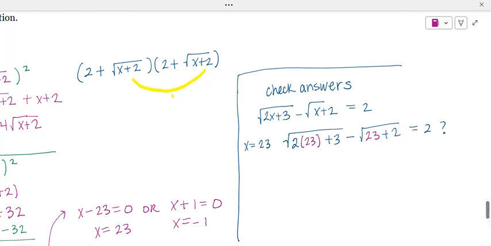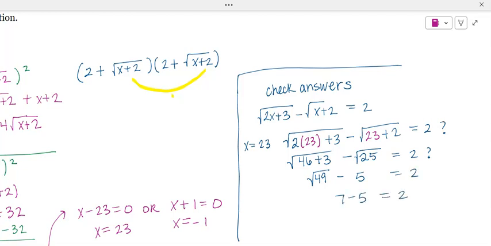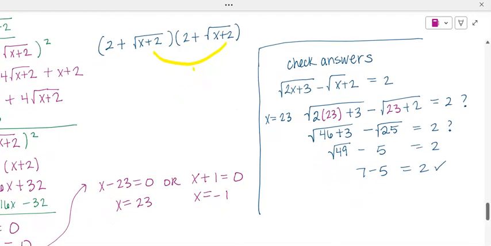2 times 23, that's 46. And then this is 25. This is the square root of 49 minus 5. We're getting 7 minus 5 equals 2. This works. So yes, x equals 23 is in fact one of our solutions.